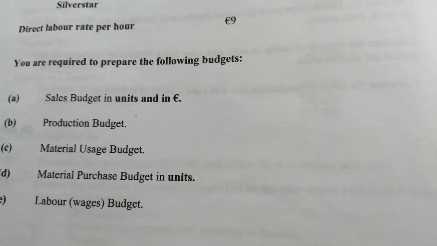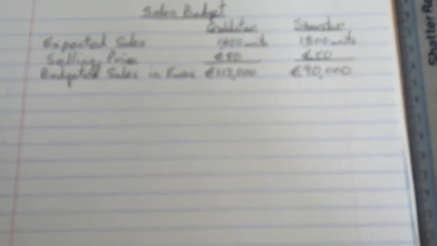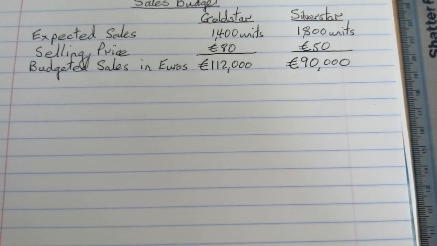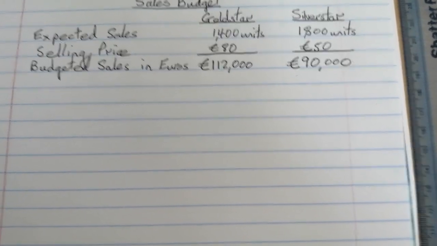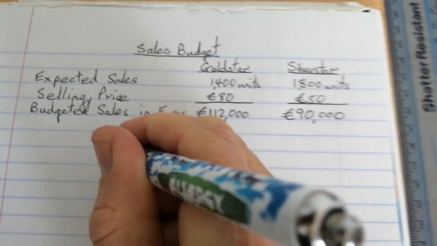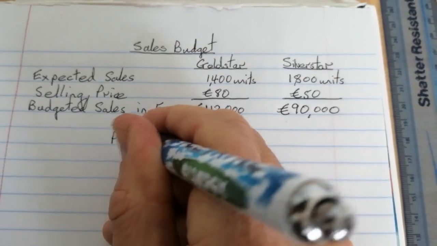Okay, so the next part is a production budget. Part B, they require a production budget. And the production budget, even though they don't say it, is going to all be in units. So it's the amount of units of Gold Star and Silver Star that you forecast that you're going to produce during this year. So again, the title is just production budget.